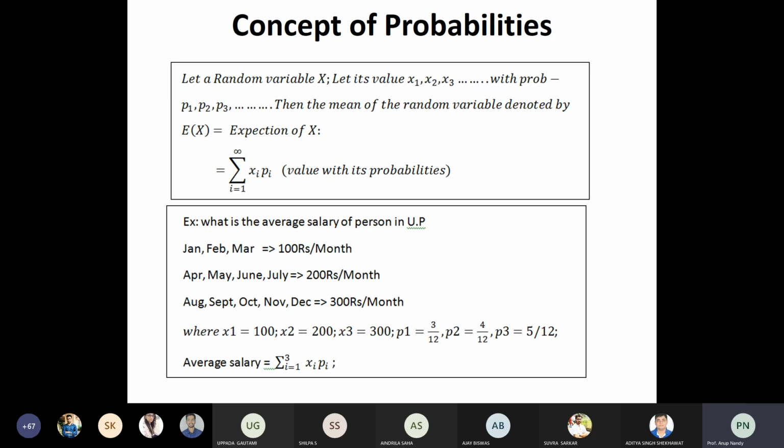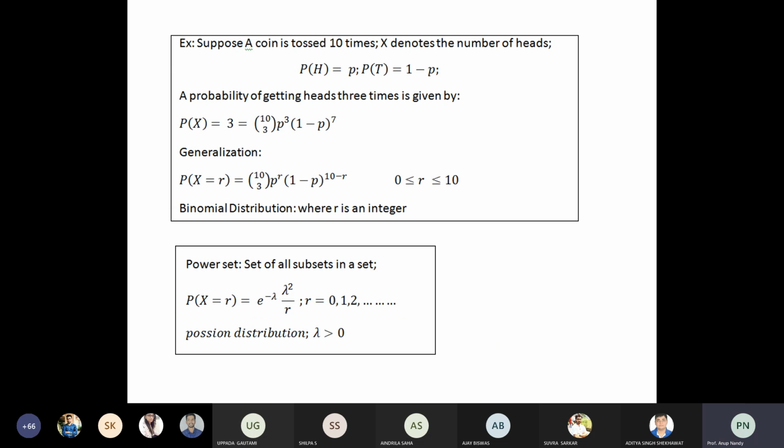The sum over i equal to 1 to 3 of xi into pi. So this is the way that you can compute. This is an expected value. So in probability, you always need to compute this expected value of a random variable, based on whatever events or observations you are going to capture. Next, suppose a coin is tossed 10 times.